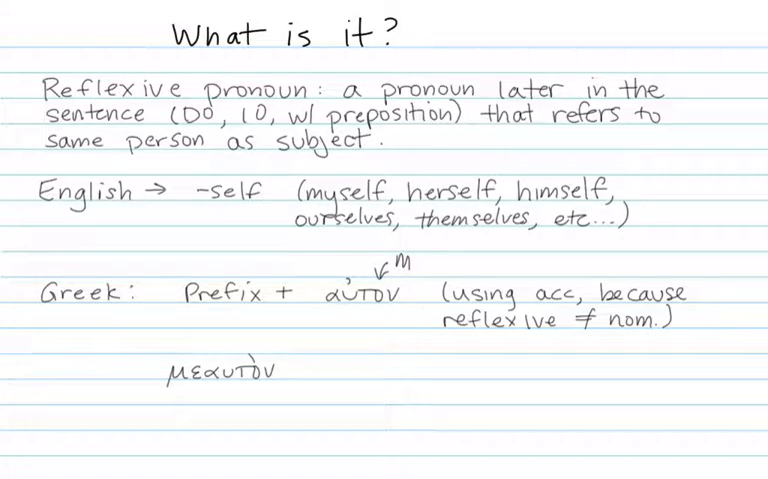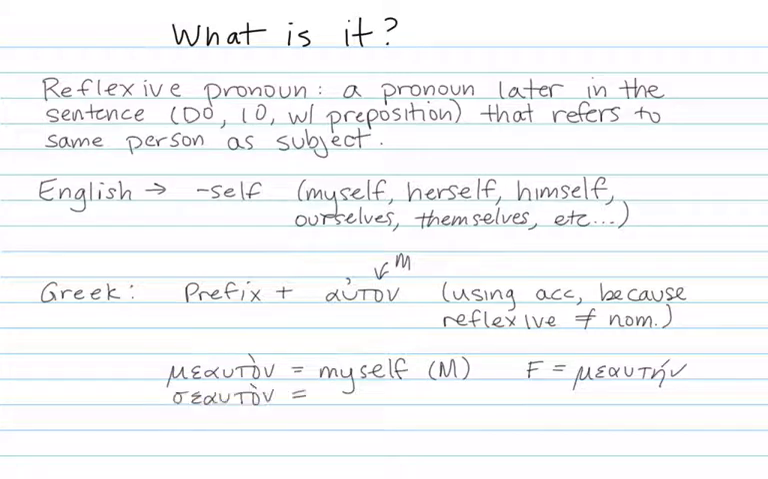So me plus auton, masculine accusative singular, is myself, but you can only use this when referring to men. Referring to women, you have to use me-autēn, the feminine version. Se auton, yourself, again, that's just masculine, and hauton, himself, just masculine. So now let's look in more detail at the forms themselves.